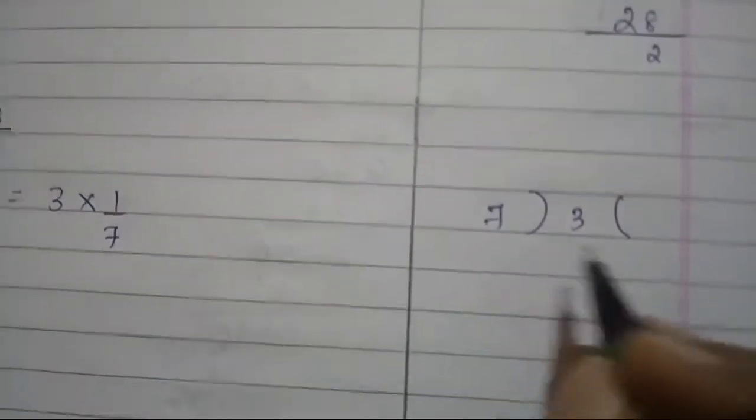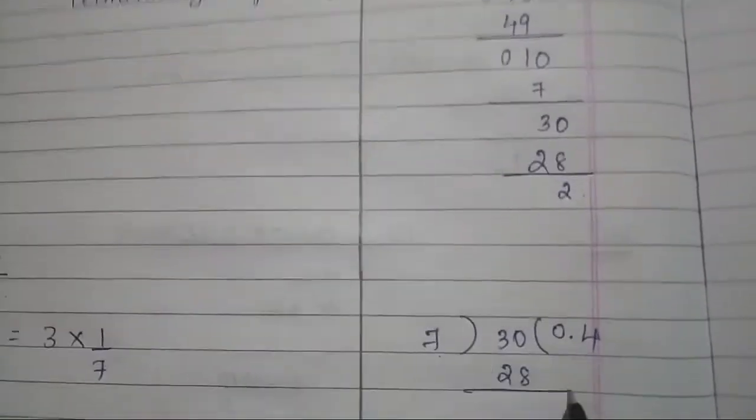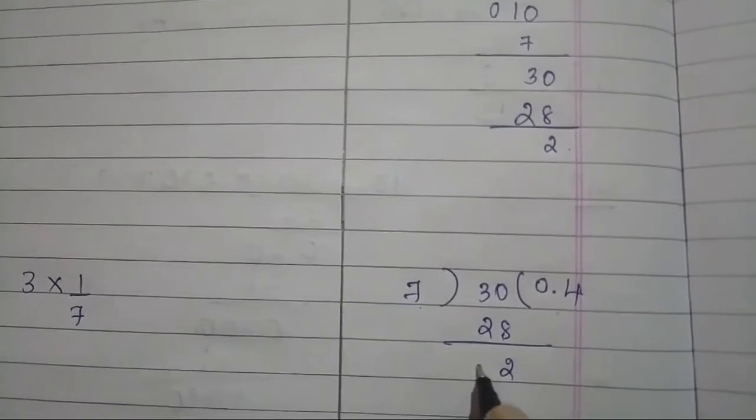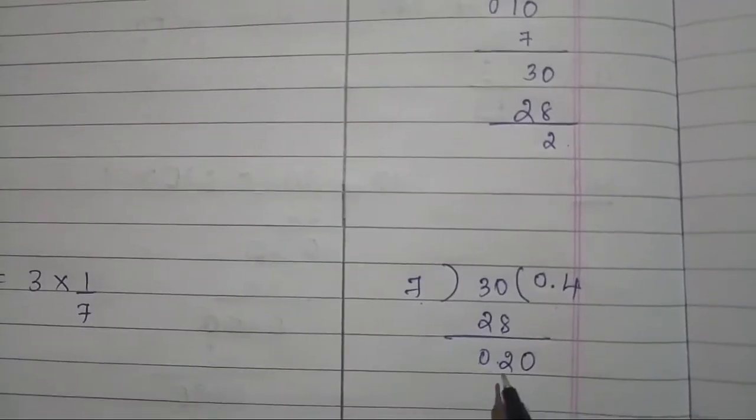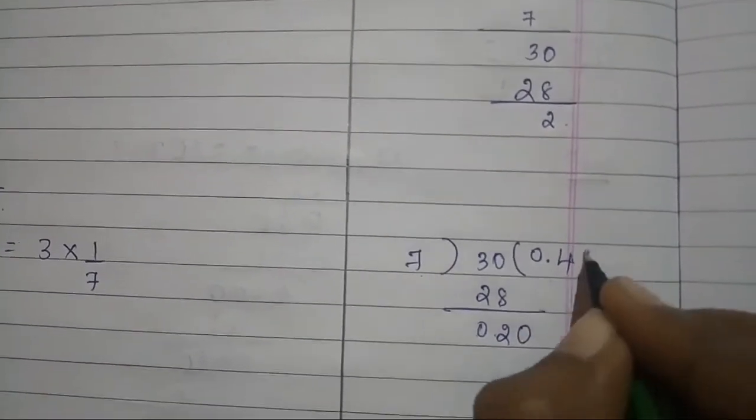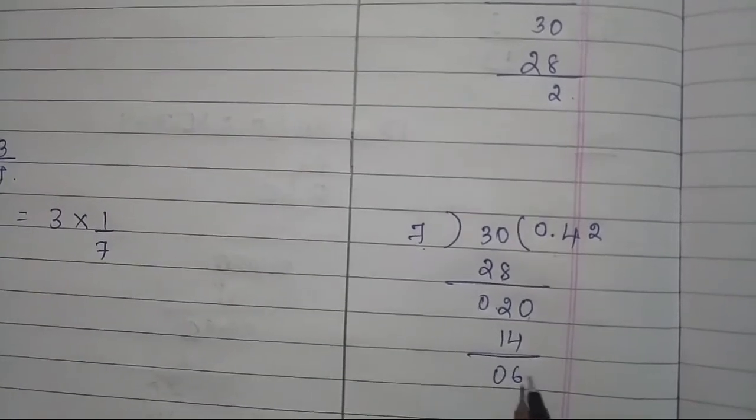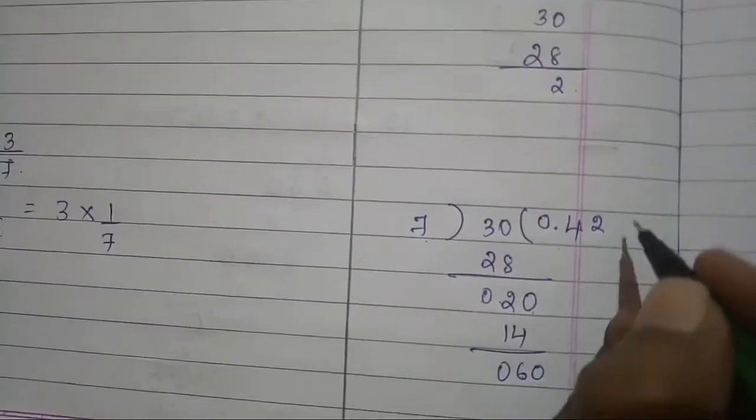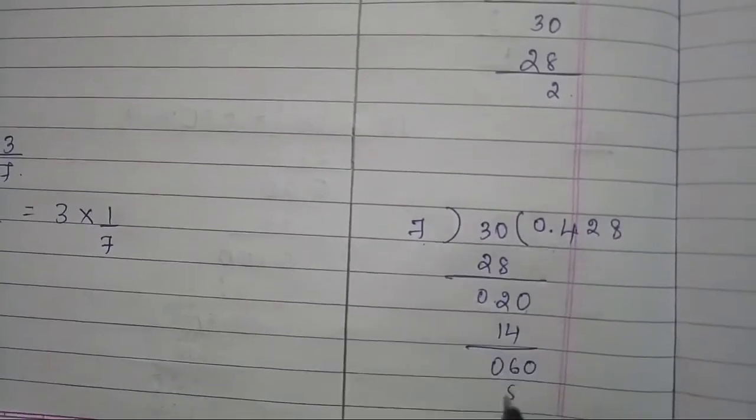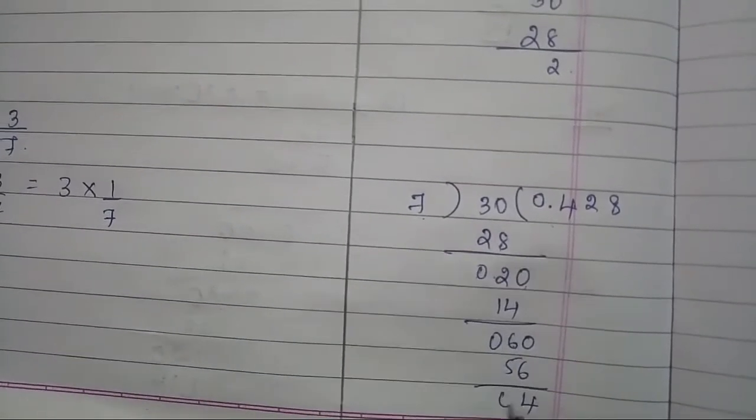Here 3 is less than 7, so I can take 0 point. I will get a 0 here. 7 fours are 28. 30 minus 28 is 2. I have already taken the 0 point, so I can take a 0 here. 7 twos are 14. 10 minus 4 is 6, 1 minus 1 is 0. 6 is less than 7, so I can take 0 here. 7 eights are 56. Remaining, 10 minus 6 is 4, 5 minus 5 is 0.